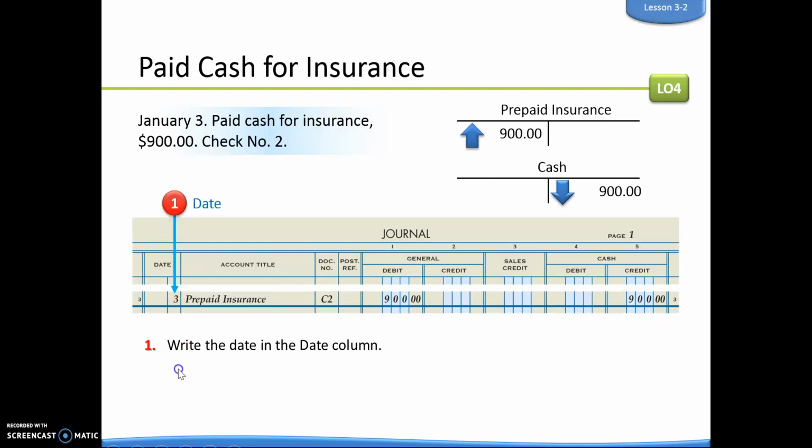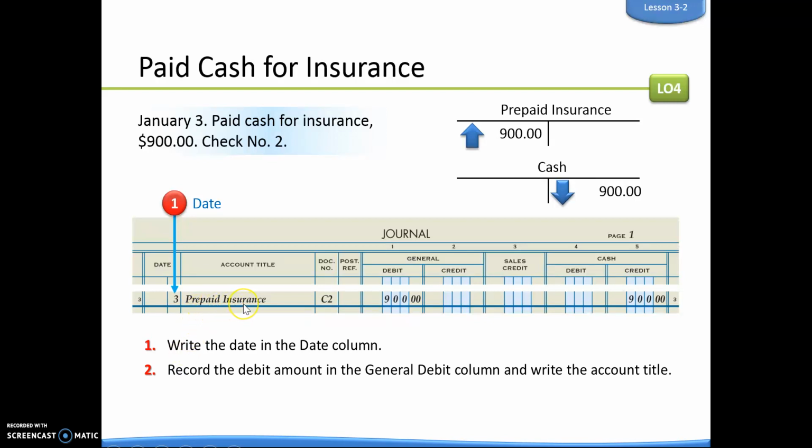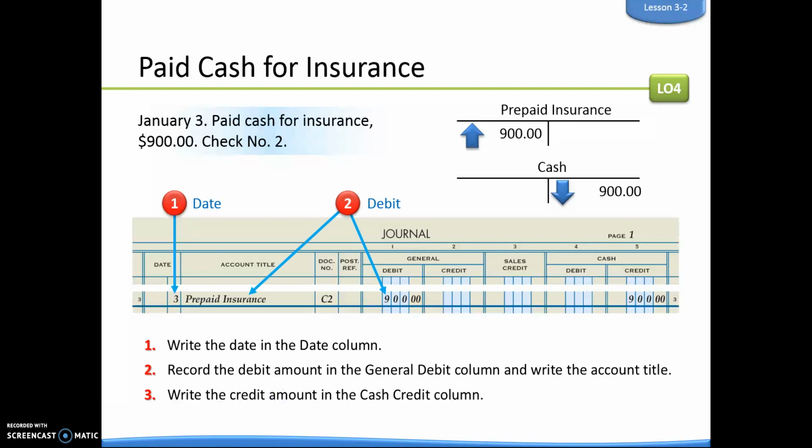And our debit goes first. So we record our debit amount in the general debit column. Prepaid insurance is our account title, goes in, and then because that is not a special amount column, we put it in our general debit for $900. Our credit is for cash, so we place our $900 amount in our special amount column for cash credit, $900.